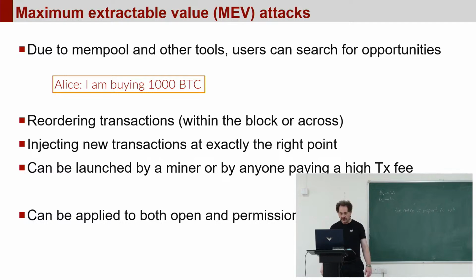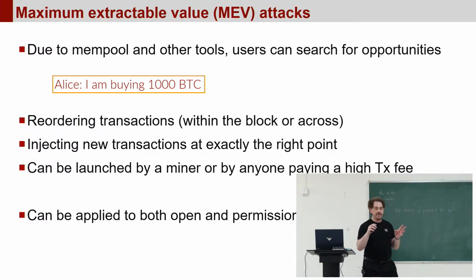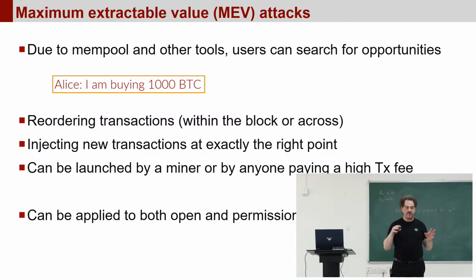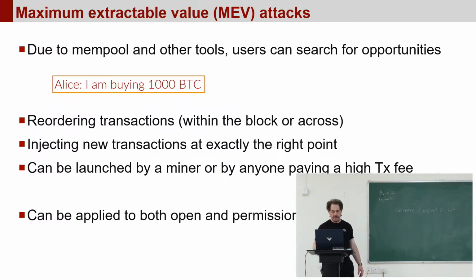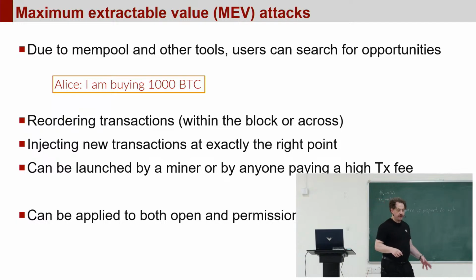All right, the next attack I'm going to consider in detail is called attacks on maximum extractable value, or MEV. So what's the basic idea? The basic idea is very simple. Due to mempools, users can preview transactions, so they can know about future transactions before those transactions are included in the ledger. For example, in the mempool, there is already a transaction from Alice: I am buying 100 Bitcoin. Wow, that's a very large number.